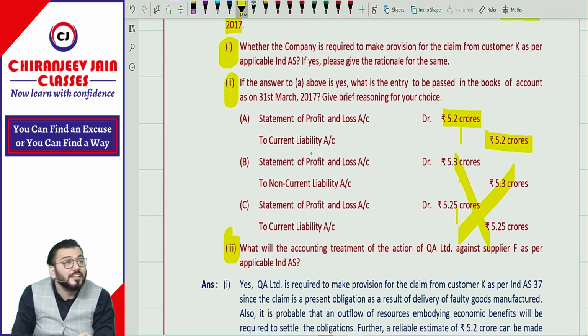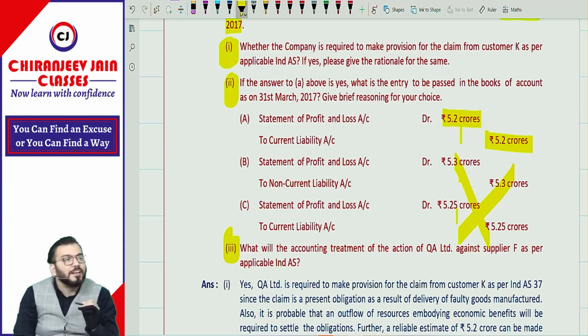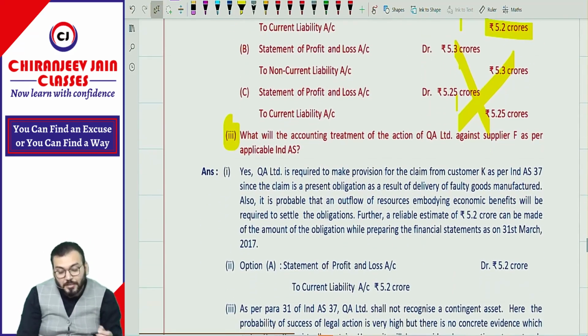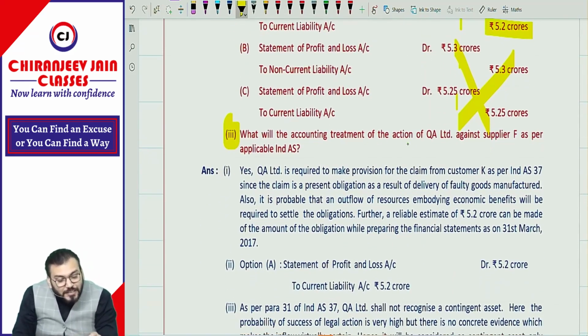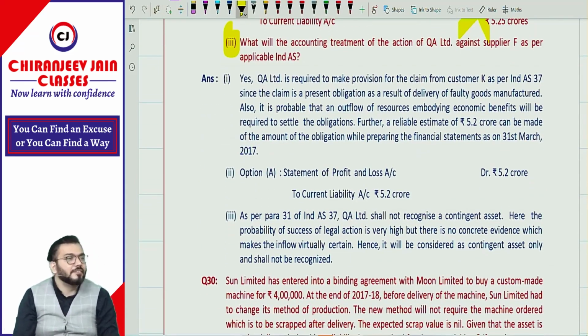So the journal entry is statement of P&L to current liability. Why is it a current liability? Because it is payable within 1 year. So it becomes a current liability. Understood? However, from the amount you can understand point number A is correct. Yes, sir. What will be the accounting treatment for the action of QA against supplier F as per applicable Ind AS? To write down, it is not virtually certain, it is probable, therefore disclosure is required. That is what is given, check.